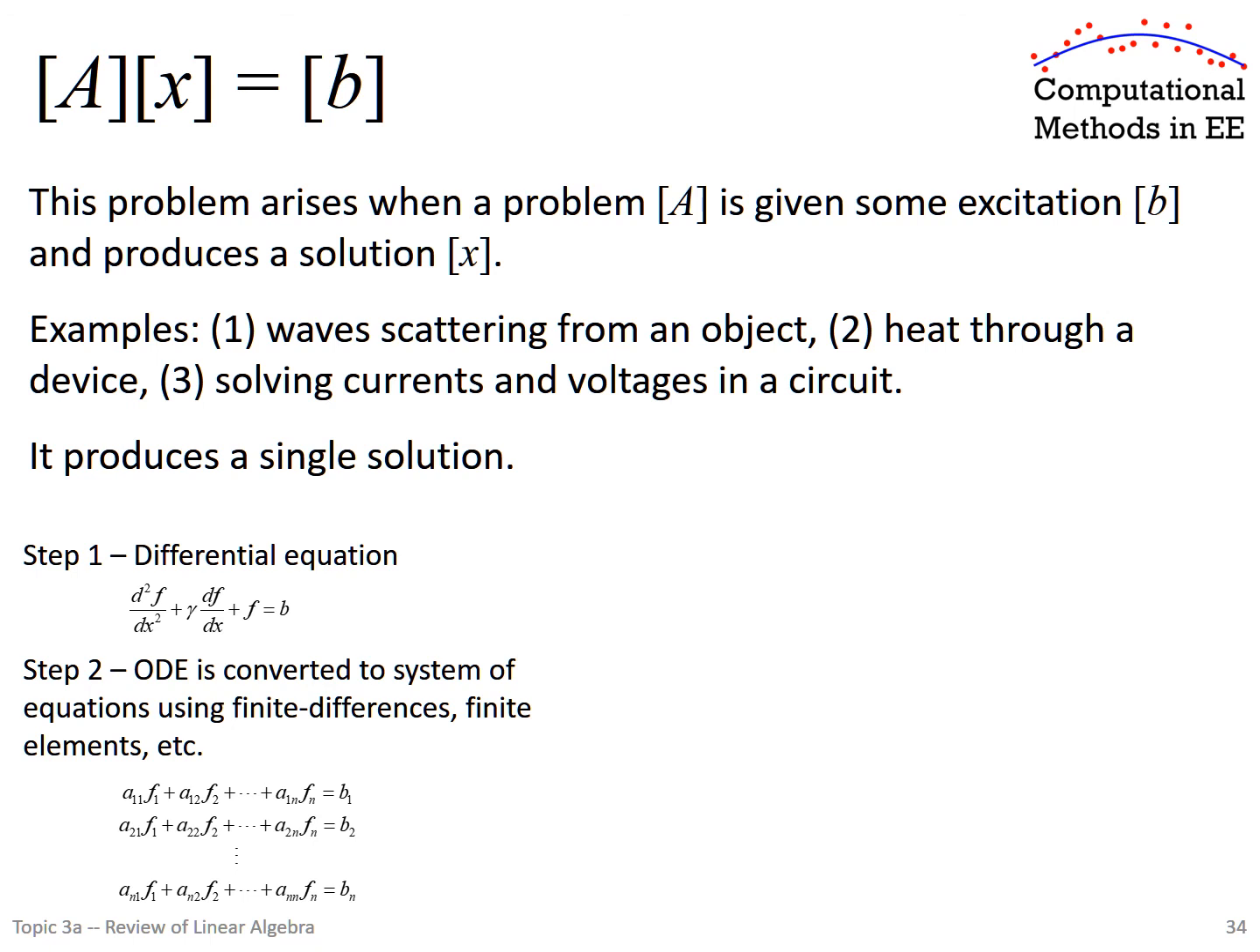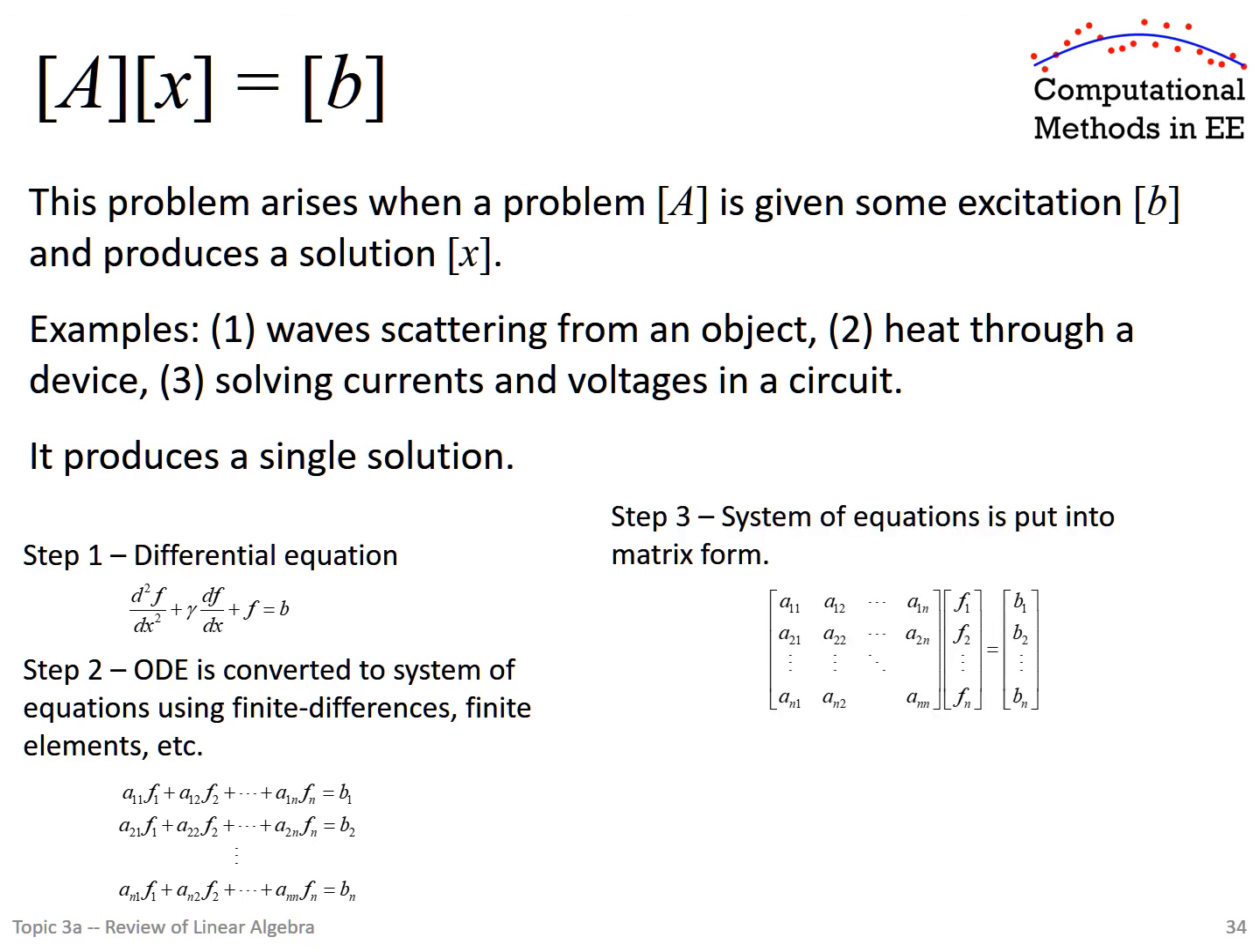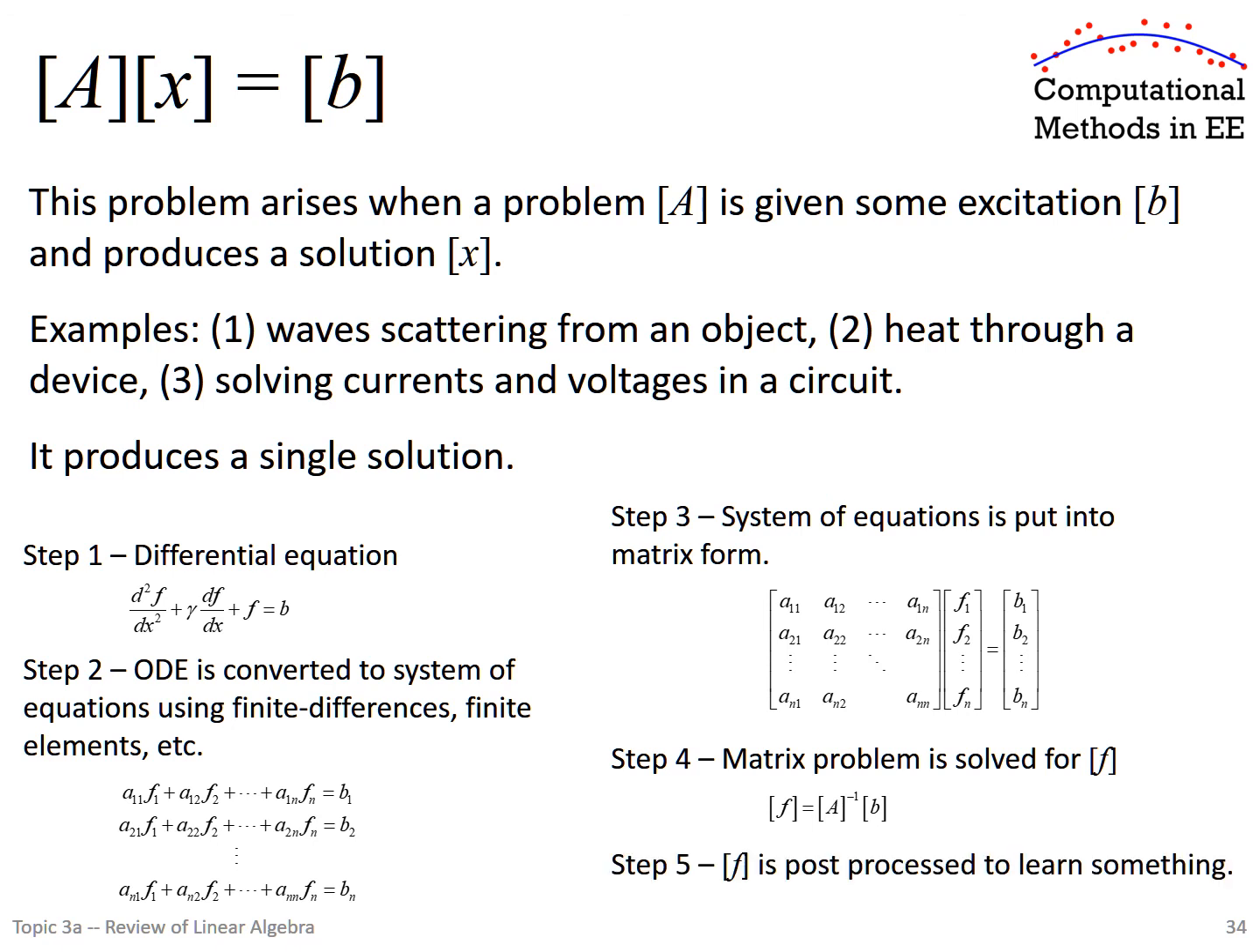And the process going from the differential equation to that set of equations is something we'll cover in detail later. But suffice to say, now we have a huge set of linear algebraic equations. Well, we can put those into matrix form, and there is our AX equals B form. And we solve that using a backward division. And once we have the answer, we process F and learn something, hopefully. But the point is, it had an excitation and only one answer.